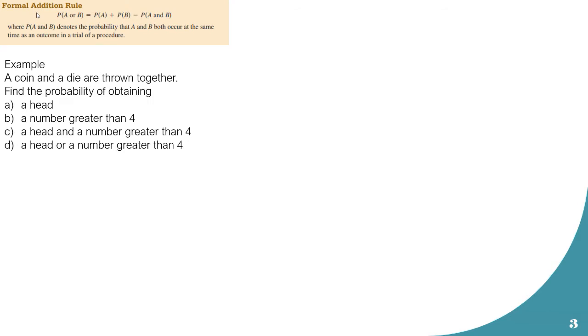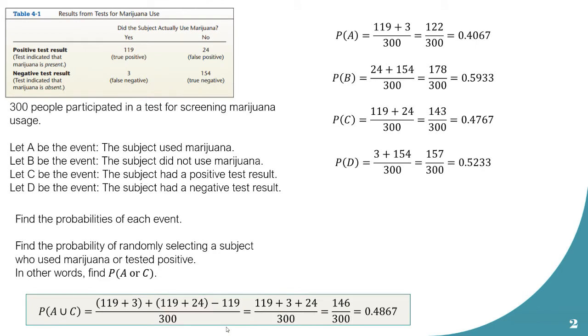This brings us to the formal addition rule. If we have two events, A and event B, then the probability of A or B is the probability of A plus the probability of B minus the probability of A and B. So the probability of A and B denotes the probability that A and B both occur at the same time in a given trial or procedure. So let's look at this and see what that implies here.